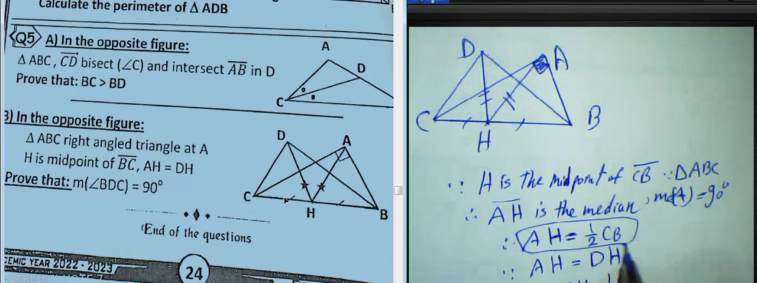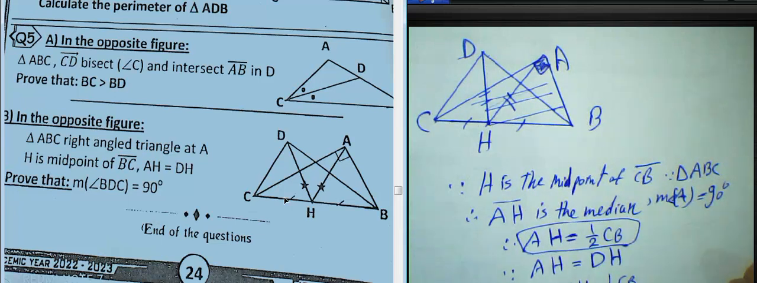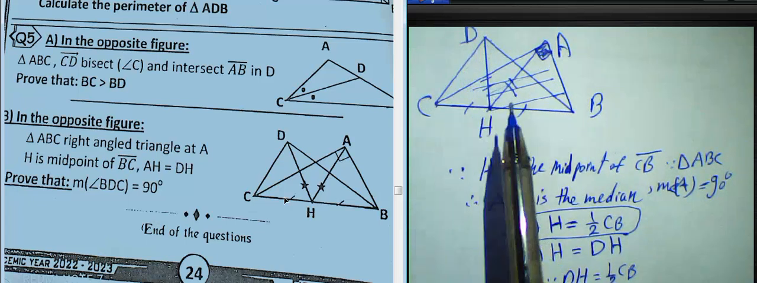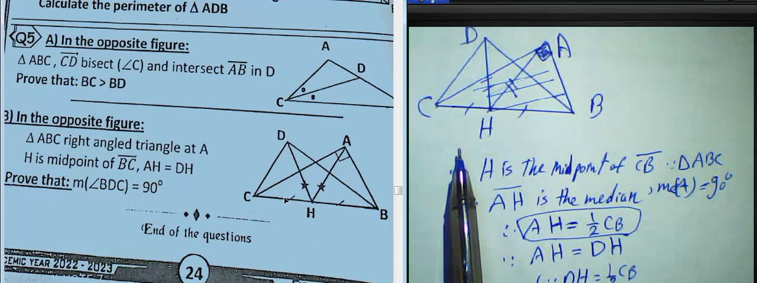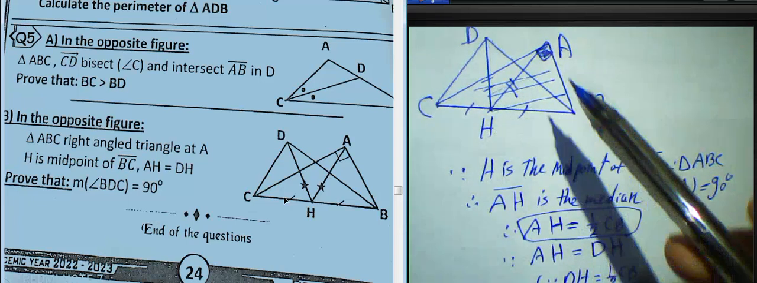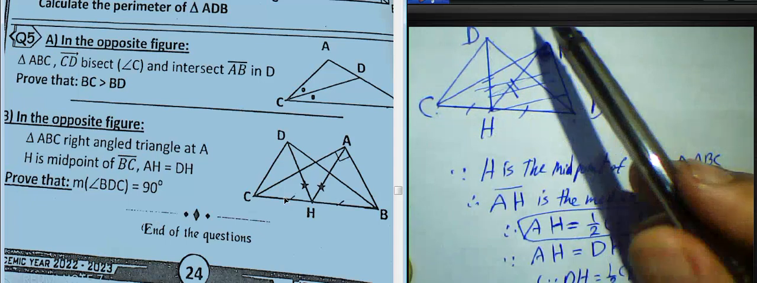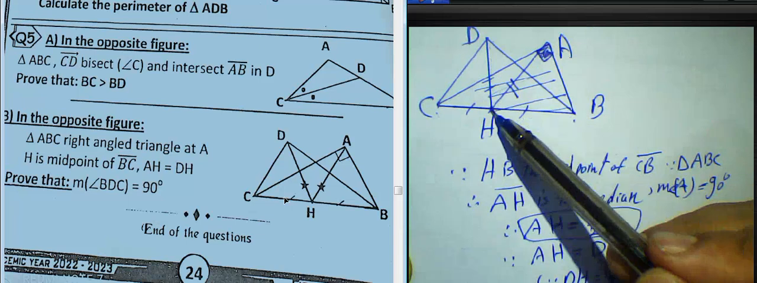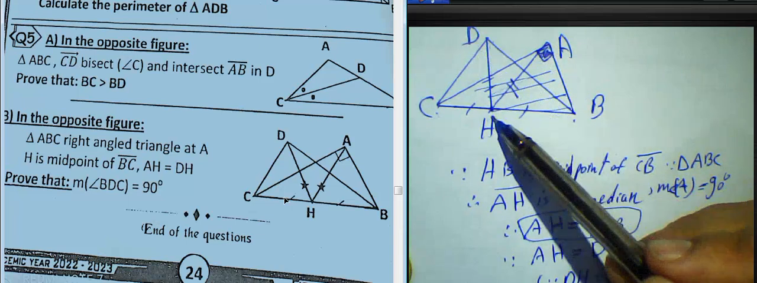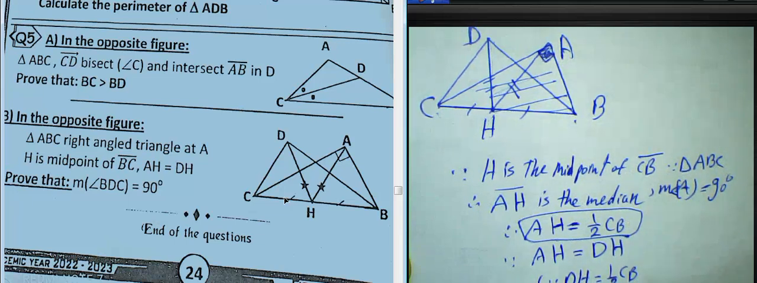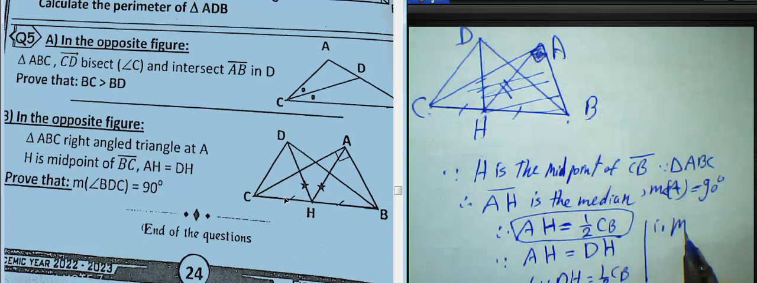Why? Because we have AH equal half of CB from the first triangle. Because AH equals half of CB, and we have AH equal DH, then DH will be half of CB, and then we can prove that the measure of angle D will be 90 degrees.